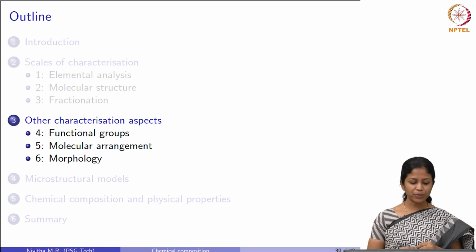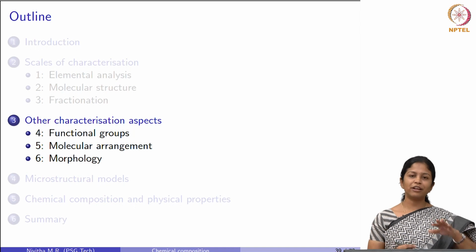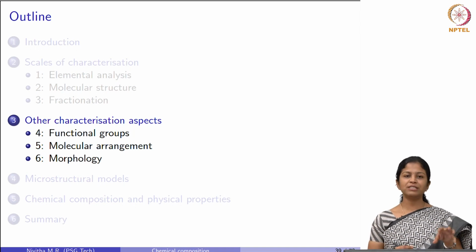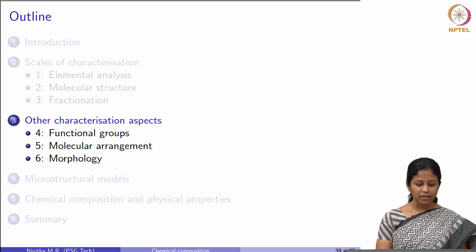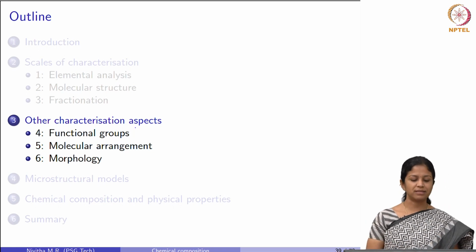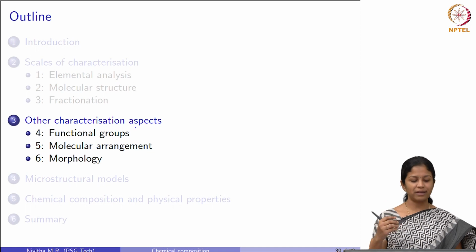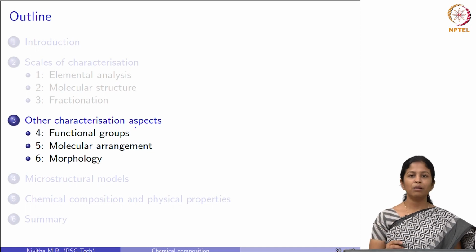There are 3 techniques which are used in this regard. Again, there are many techniques, but I have focused in this lecture on 3 techniques which are commonly used for bitumen. The first one is functional group analysis, the second one is molecular arrangement, and the third one is morphology.